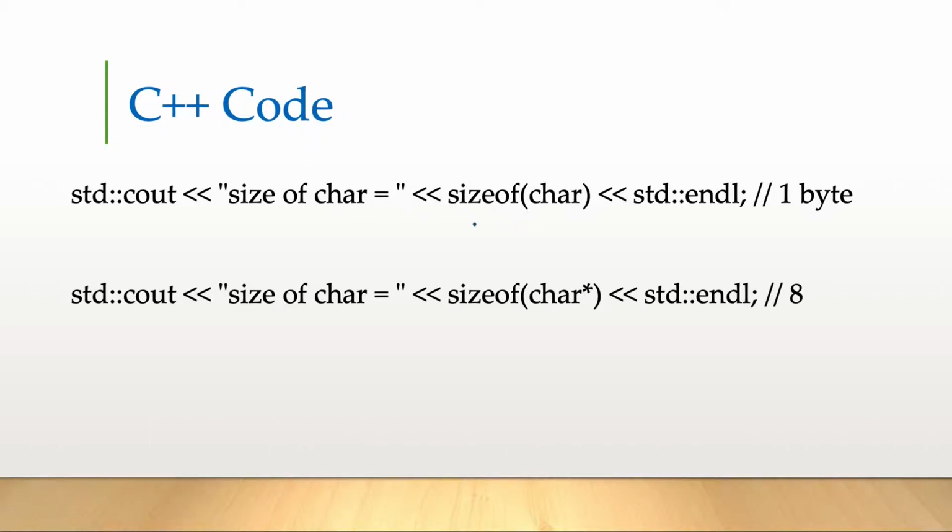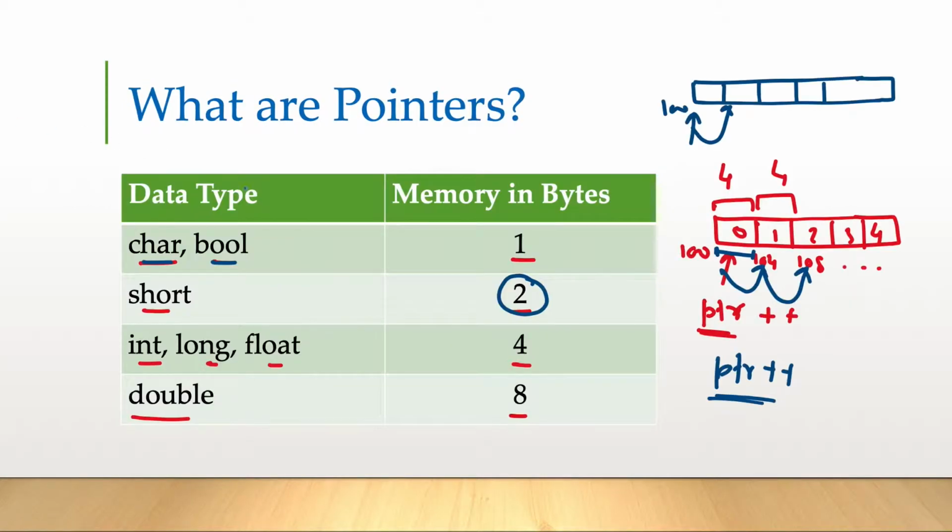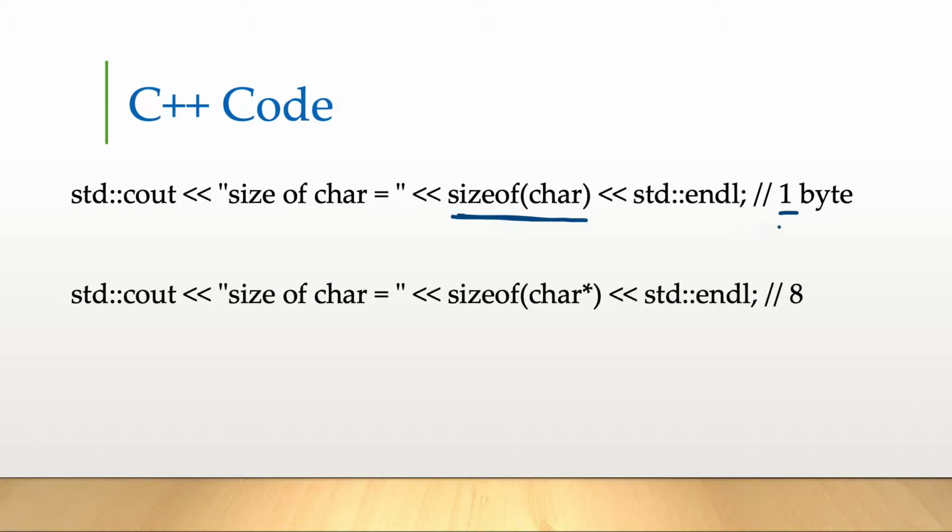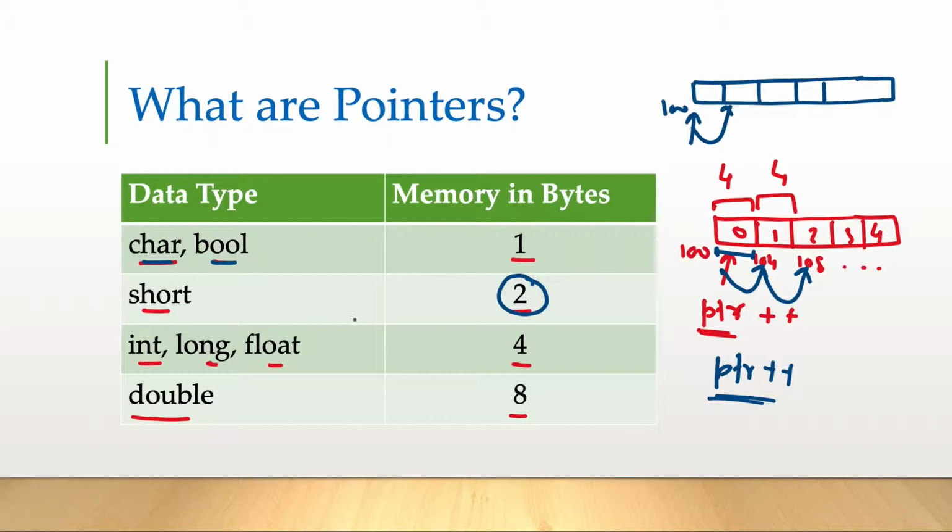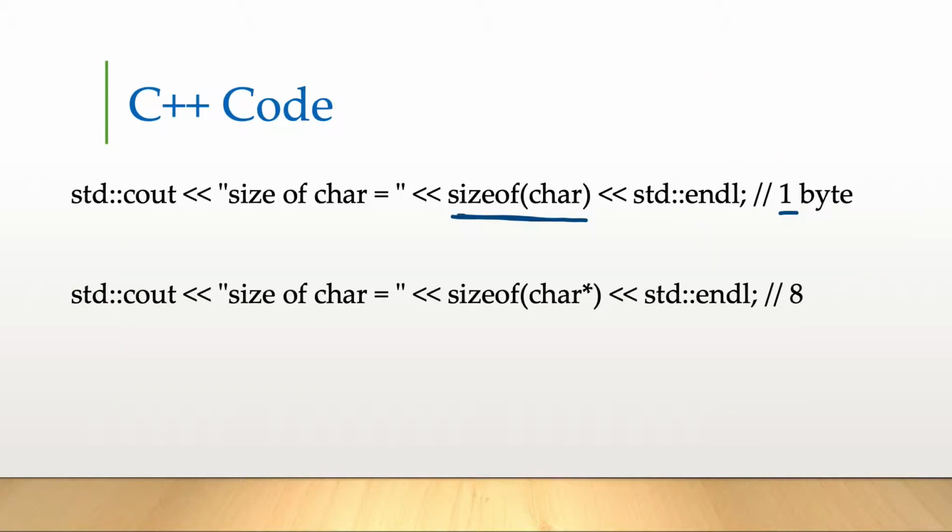So if we want to print the sizes of different data types, we can use the sizeof operator. If we do sizeof char, it should print 1 byte. Similarly for bool. And if we do sizeof short, it will print 2 bytes. And for int, float, long, it will print 4 bytes. And for double, it should print 8 bytes.